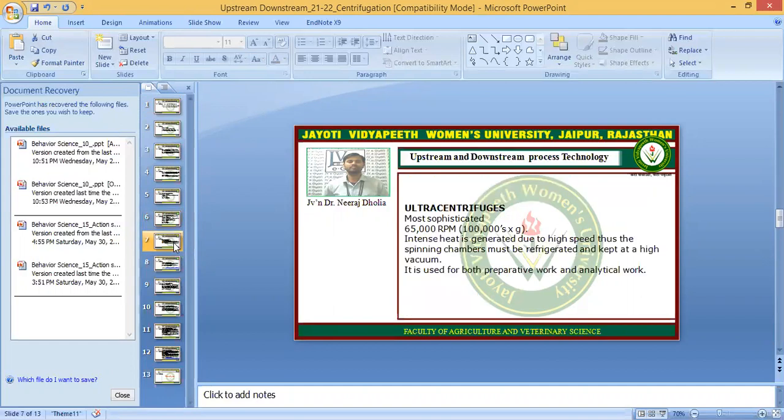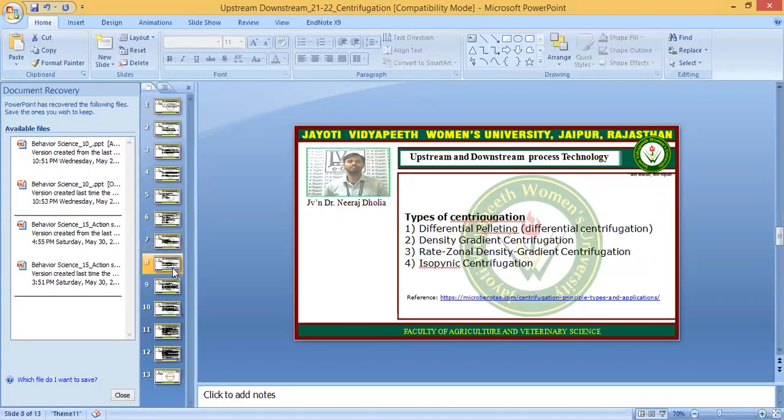Next are the ultracentrifuges. Ultracentrifuges are the most sophisticated type of centrifuges. They operate at up to 65,000 RPM, that is 1 lakh G, and intense heat is generated due to the high speed. Thus, the spinning chambers must be refrigerated and kept at a high vacuum.